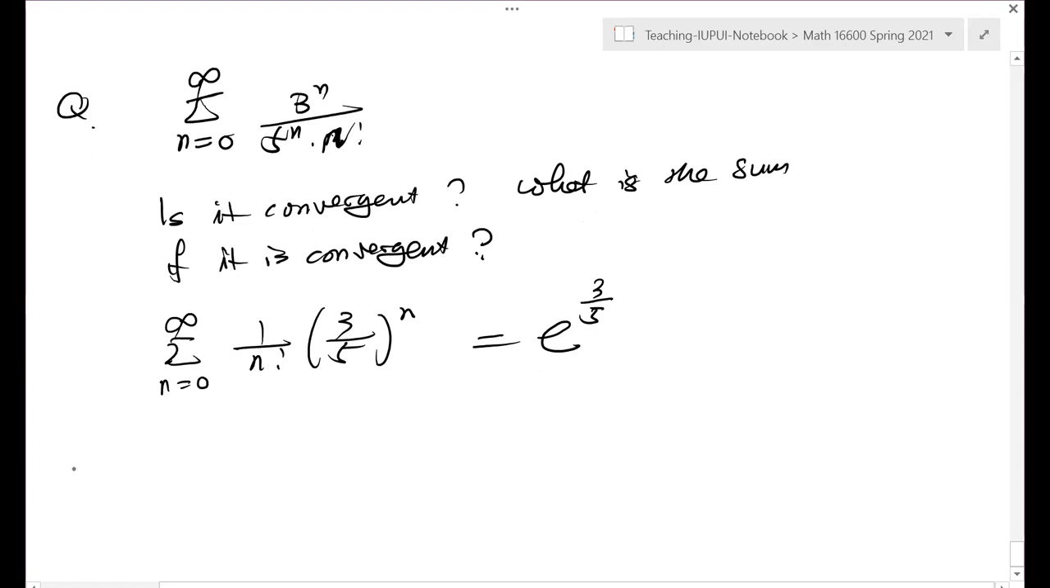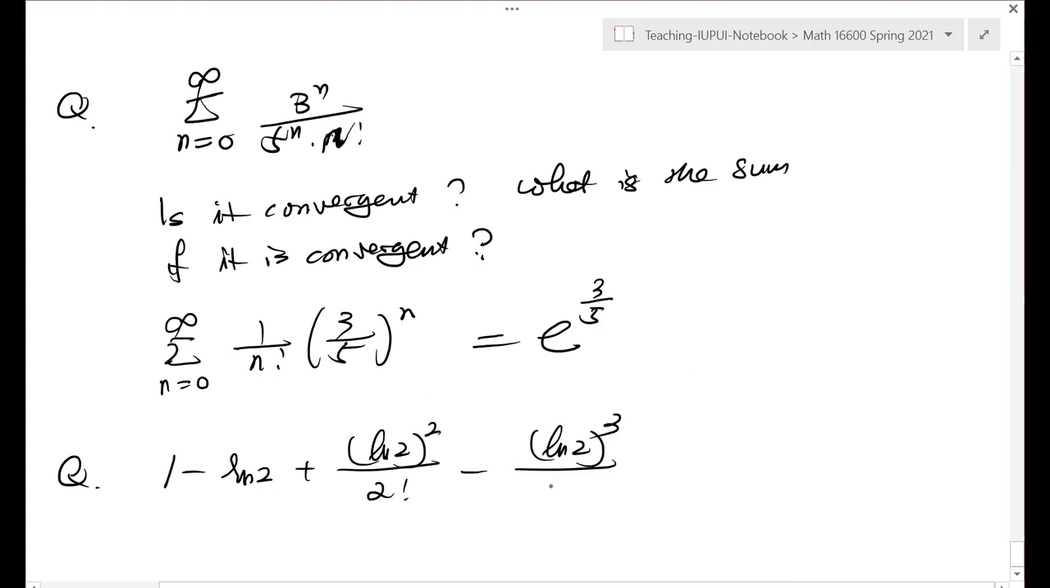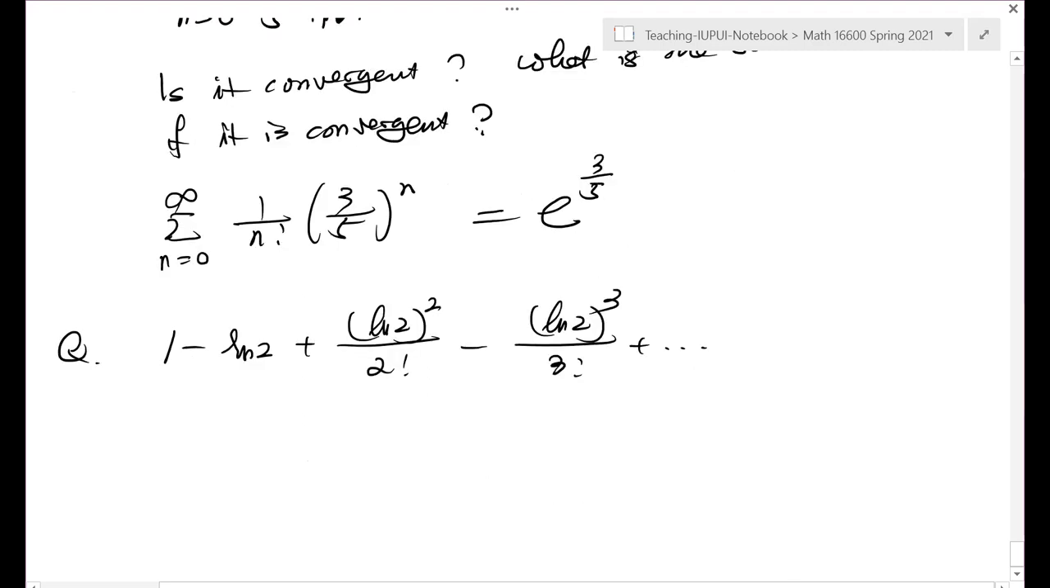Okay. Here's another problem. Take a look at 1 minus natural log 2 plus (natural log 2) squared over 2 factorial minus (natural log 2) cubed over 3 factorial, and keep it going. Now this series can be written in the form sum from n equals 0 of (-1) to the nth power, (natural log 2) to the nth, over n factorial.